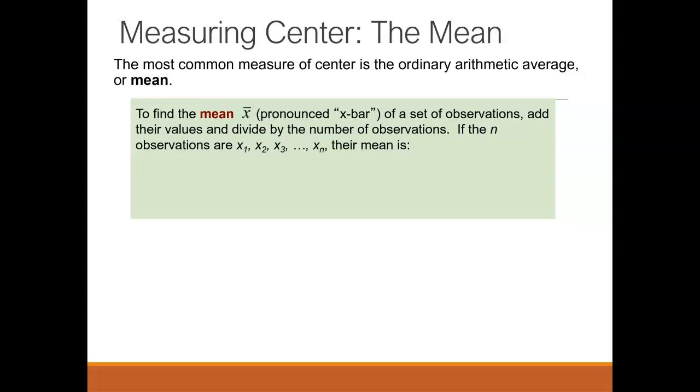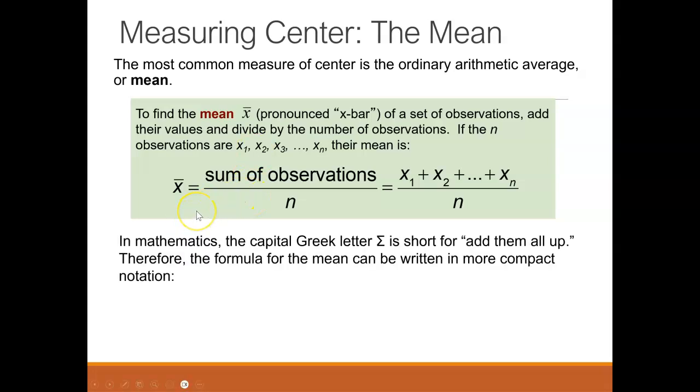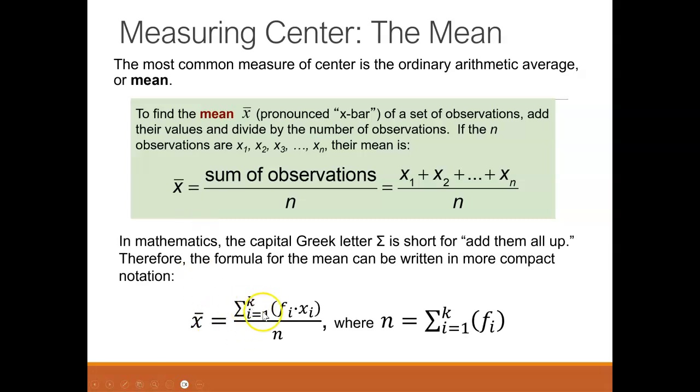Another measure of center is the mean. The symbol we use to represent the mean is this X with the bar on top of it. We just read that as X bar. And just like we talked about, we just take all of our observations, add them all up, and then divide by the number of observations. Or in the case if you're given a frequency table, you multiply the frequency of that observation and then add up all the observations, right? And then divide by the number of observations.